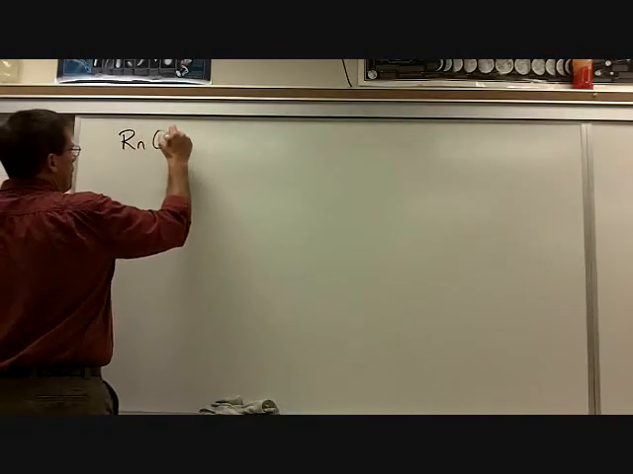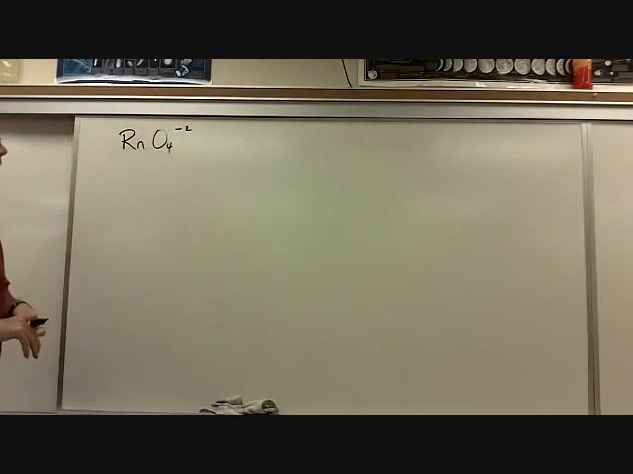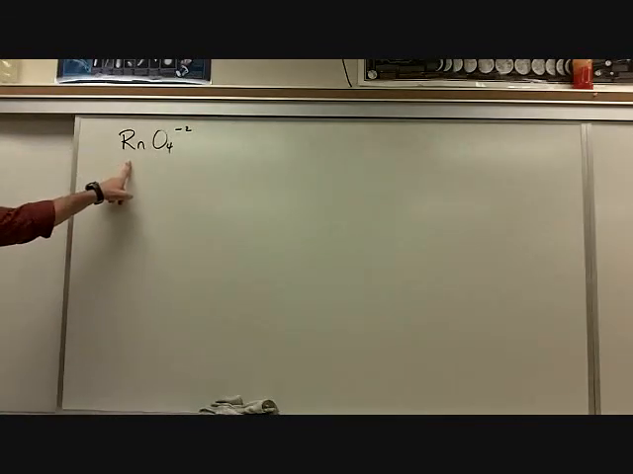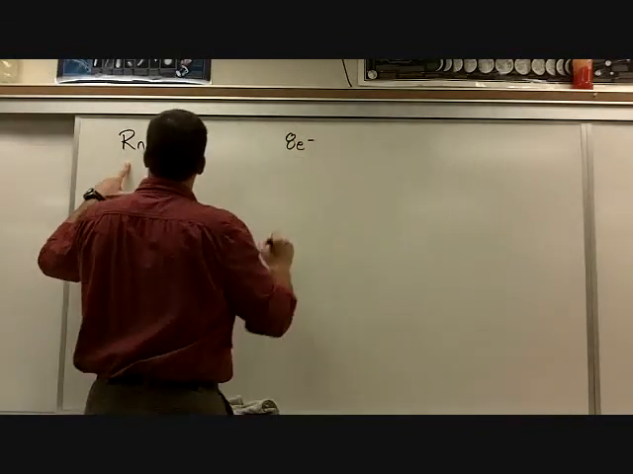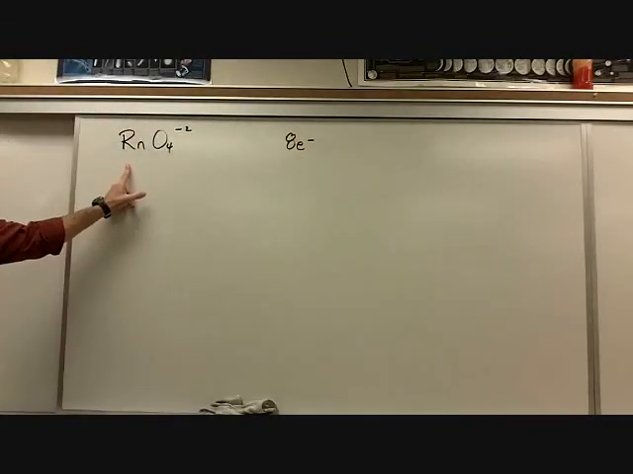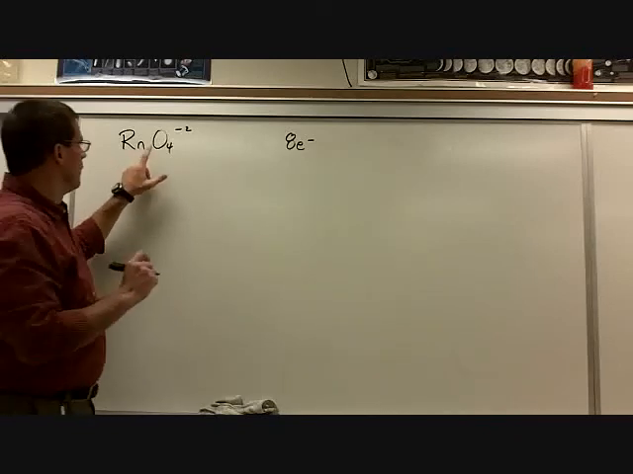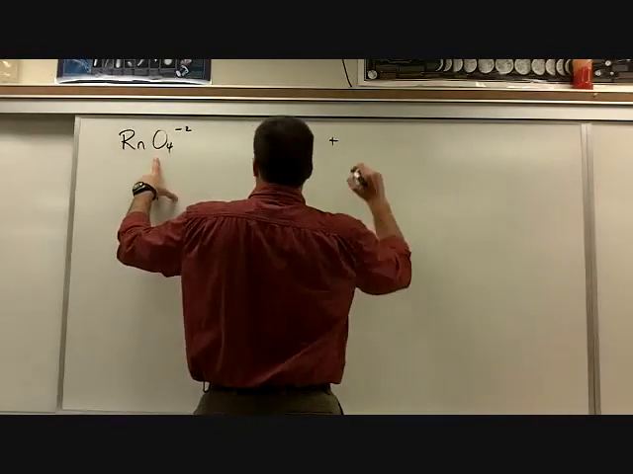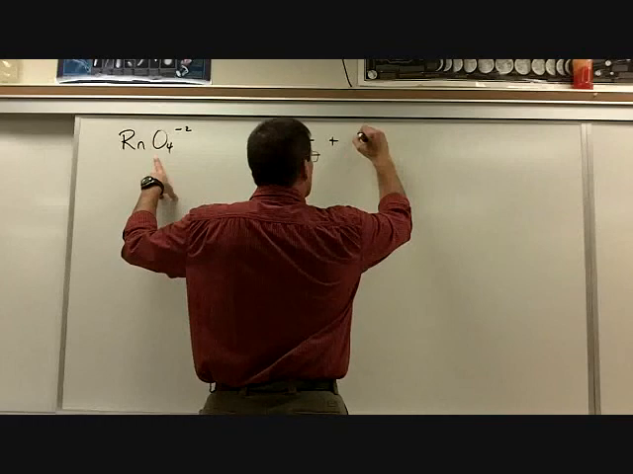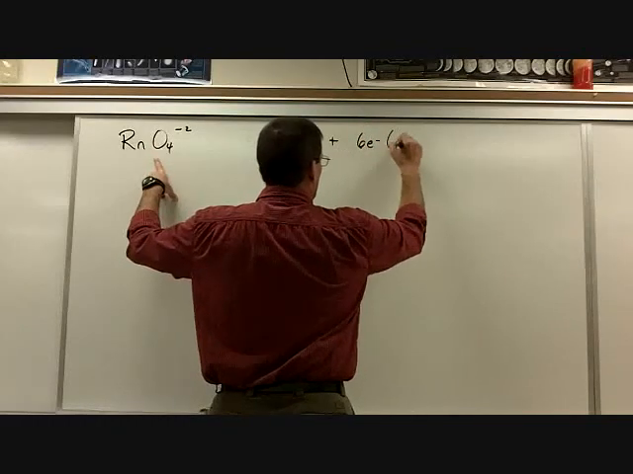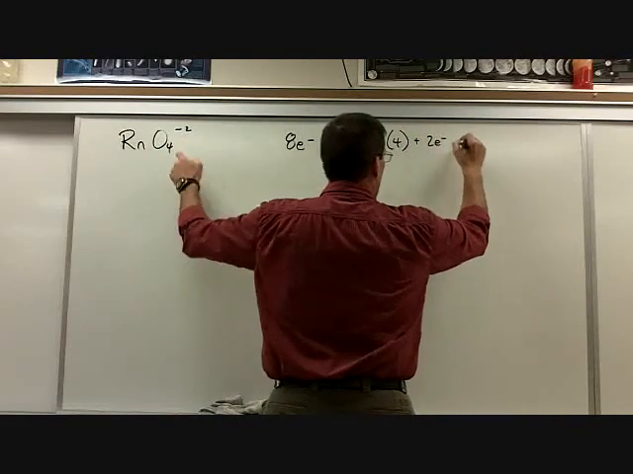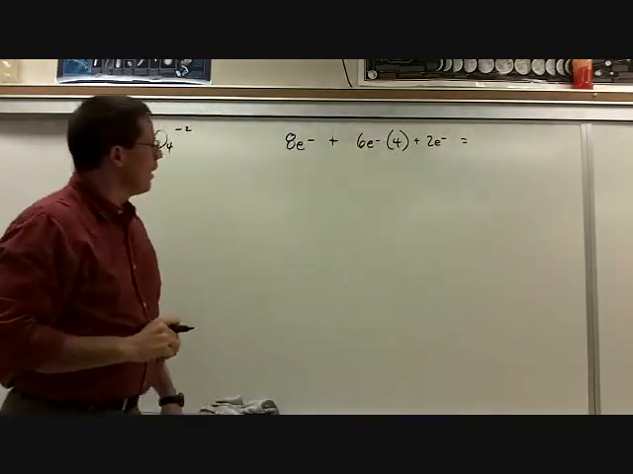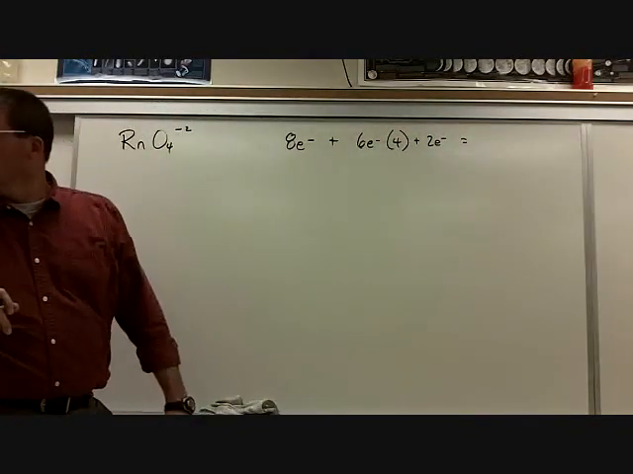RnO4 2-. How many valence electrons does radon have? 8. It has all 8. So why in the world would it need to form a compound? It's big. That's why. Oxygen brings 6, and there's 4 of those. The -2 means add 2 more. So what is that? 34? Okay.